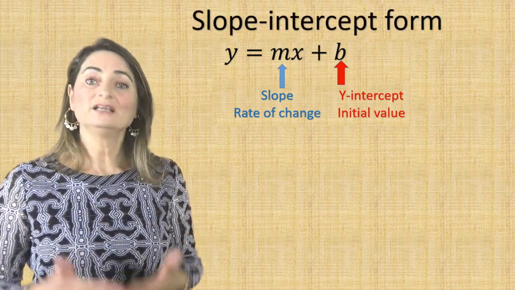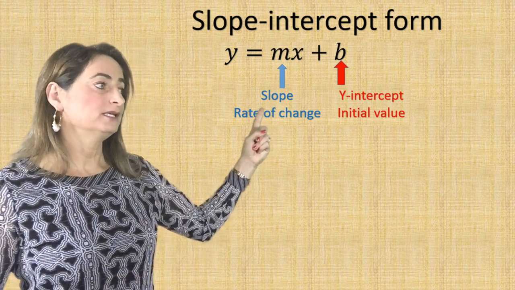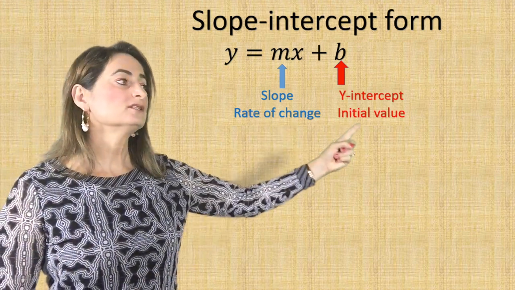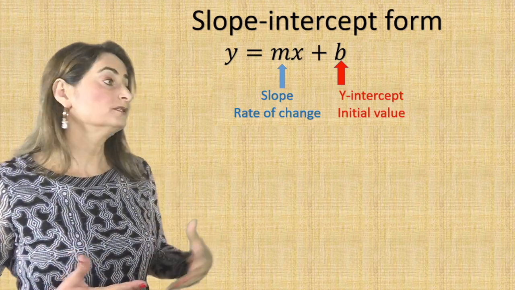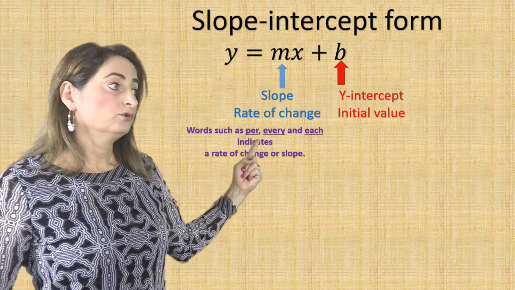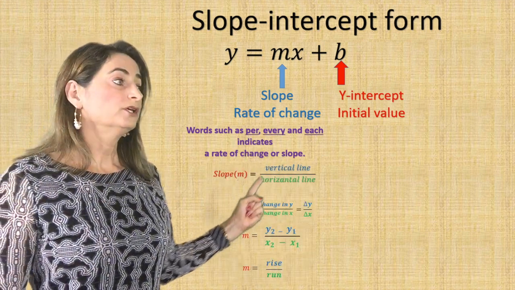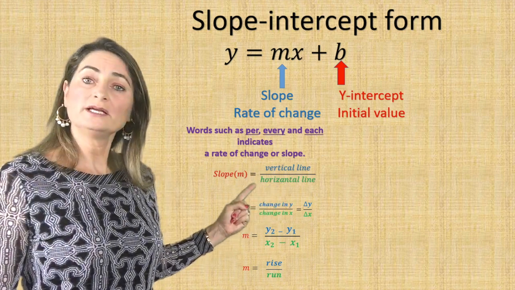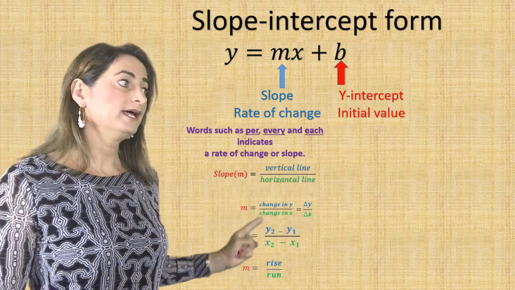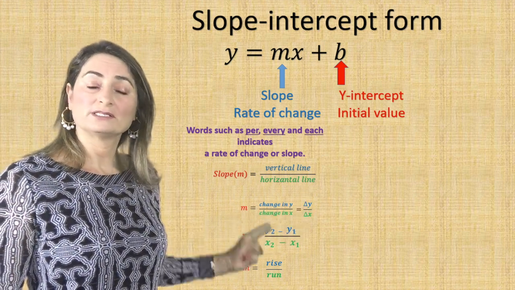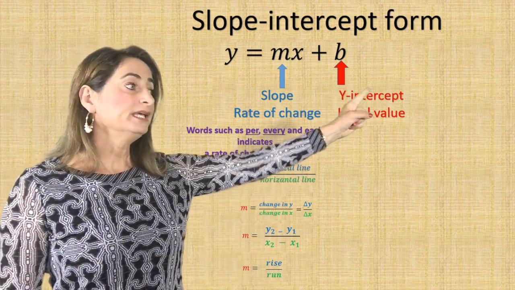Now let's review the equation written in slope-intercept form. Those are linear equations. y equals mx plus b, where m is the slope or the rate of change, and b is the y-intercept or the initial value. How can you find those values? The slope in words: per, every, or each means the slope. Or you can use the vertical line divided by the horizontal line, the change in y divided by the change in x, or delta y divided by delta x. You can use the difference in the y's divided by the difference in the x's, or you can use rise over run.